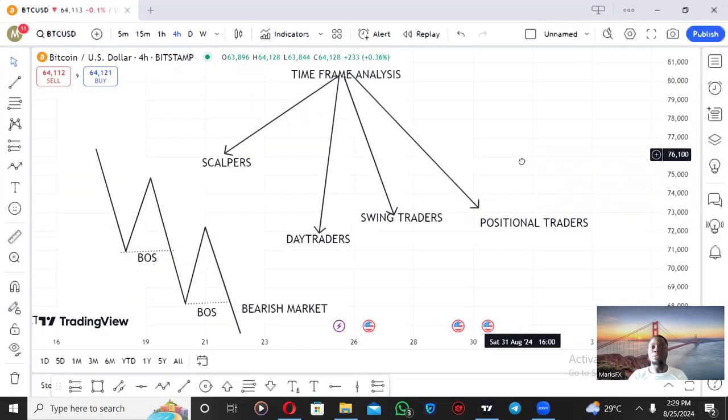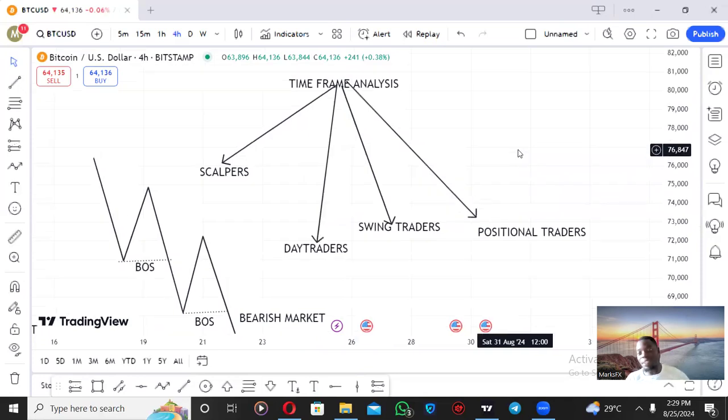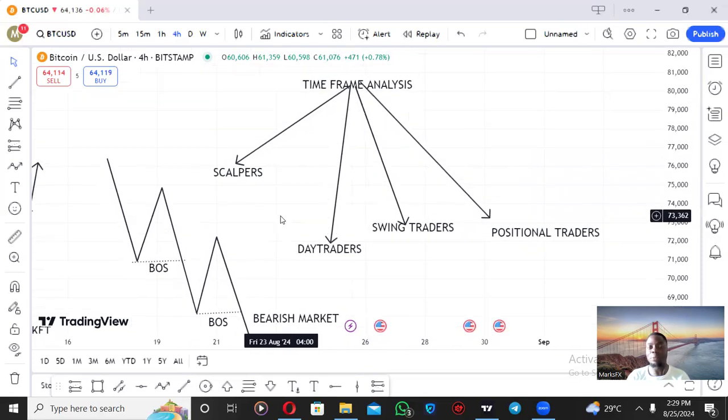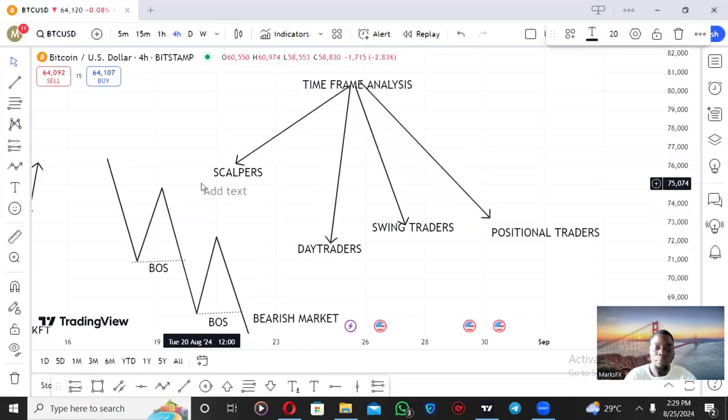Now, the type of trader that you are will determine the time frame you are going to analyze and the time frame you are going to enter your trade on. For scalpers, these are people that stay in the market for 15 minutes, 10 minutes, and they're out. They are very quick to execute a trade. Most of the time they do their analysis from the 15 minutes.